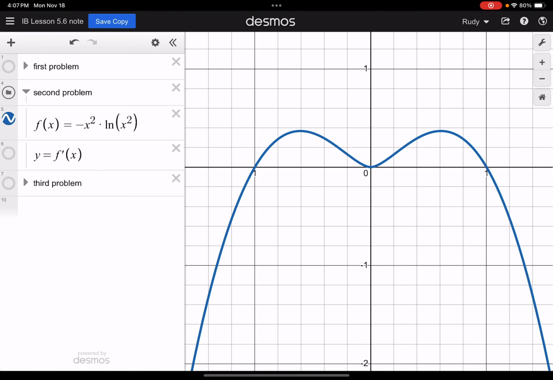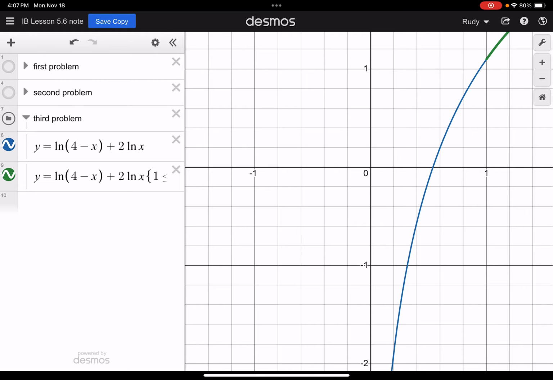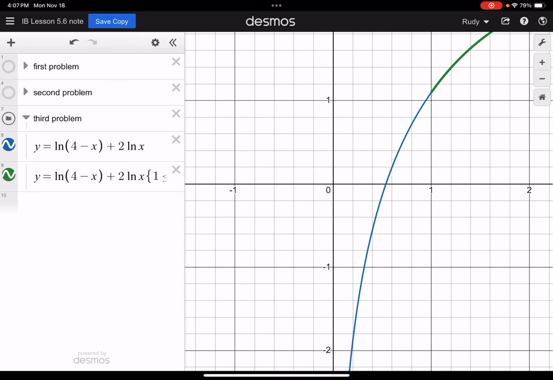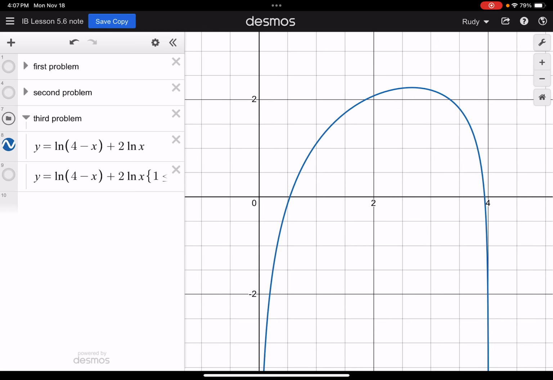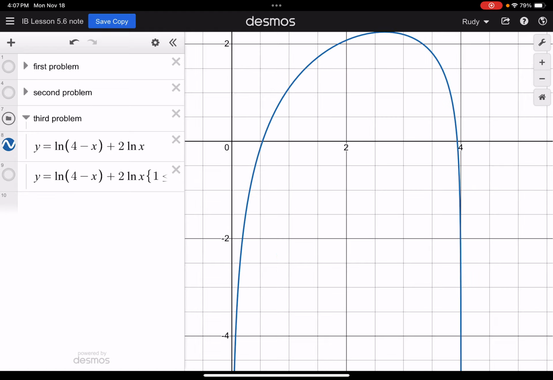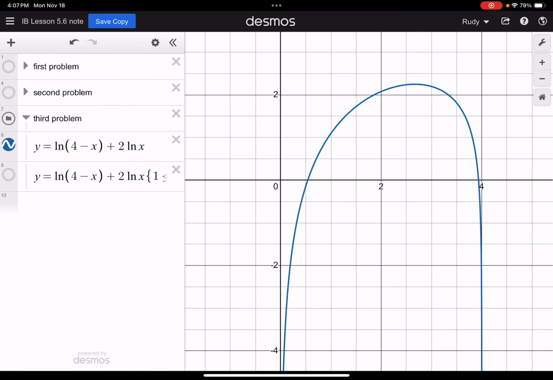But keep in mind, let me turn this on. If I look at this function just here, this is the graph of ln of 4 minus x plus 2 ln x. However, this is the whole function. I only want from 1 to 3. And so let me adjust, I'll leave it like this.